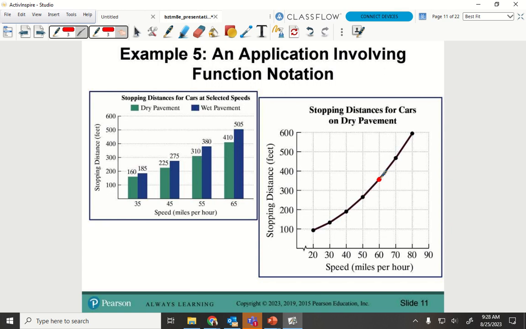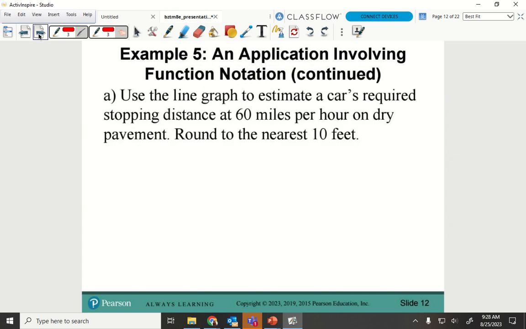So let's go ahead and see what we have. It's going to be about 360 feet. We're just pulling in the values from the graph. So your estimations should be pretty close. I'll show you how to get exact answers.